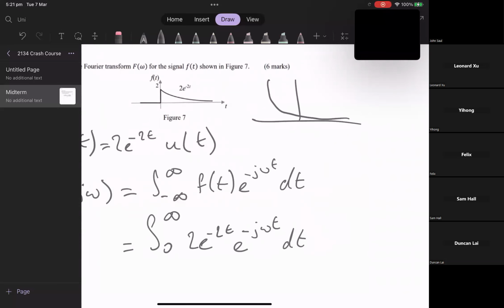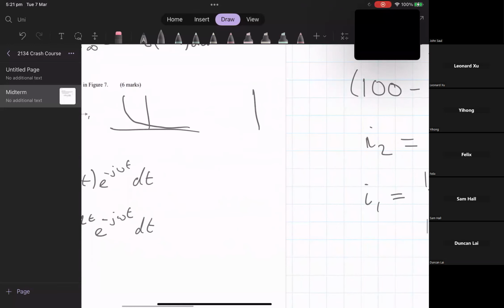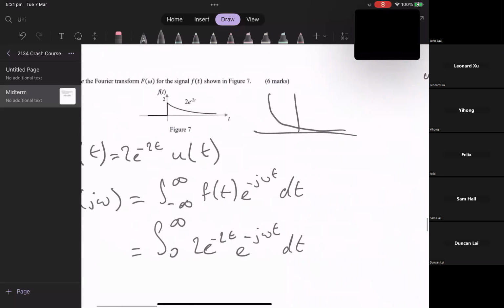From here, we can see that we need the values for t less than 0 to be 0, and that's where the step function comes in. The step function is 0 for everything where t is less than 0, and 1 for everything where t is greater than 0. That's u of t. Sorry, I should have made that clearer. Multiplying these two functions gives us the graph that they plotted here.